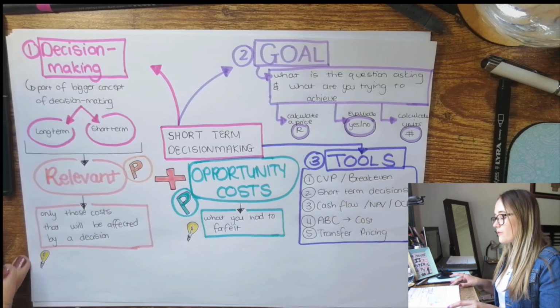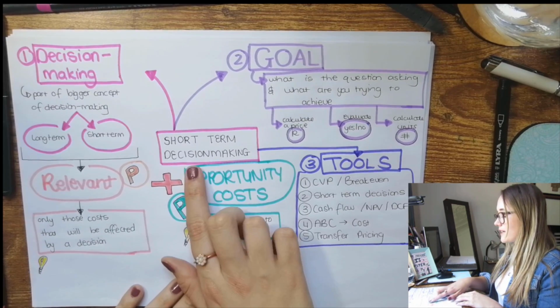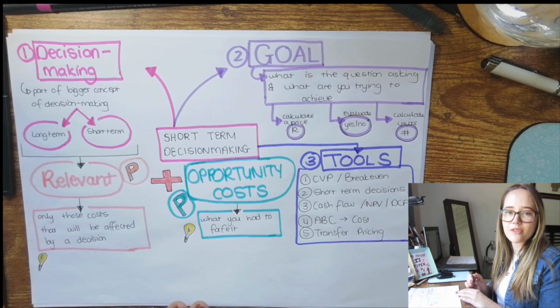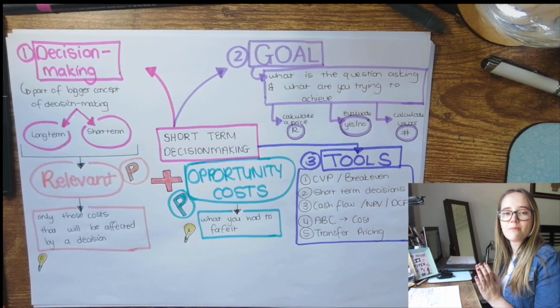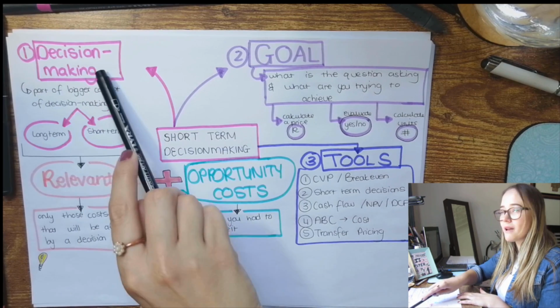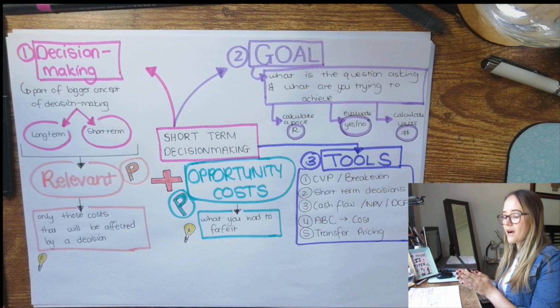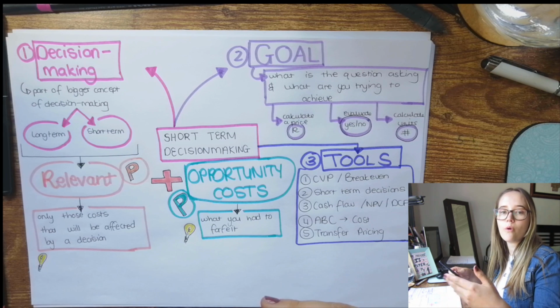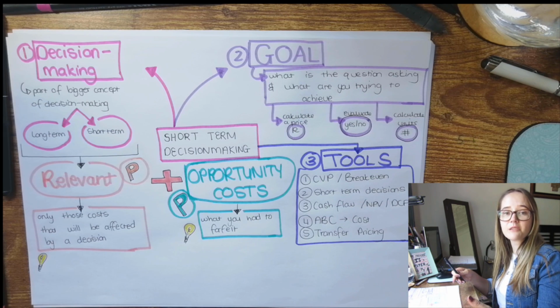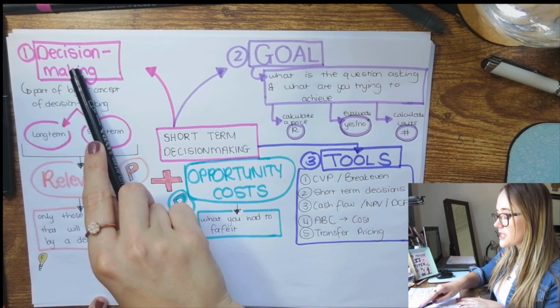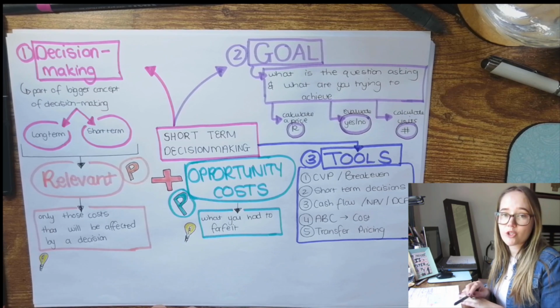Right, when we jump into the theory of short-term decision making, firstly, short-term decision making forms part of the bigger decision making process. So I don't see it as a separate thing. I see decision making as one topic, and decision making is all about making a decision for someone, or after a decision is made, what's the impact of that. So decision making can be split into long-term and short-term.